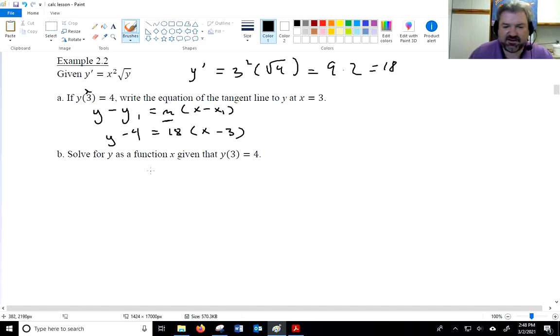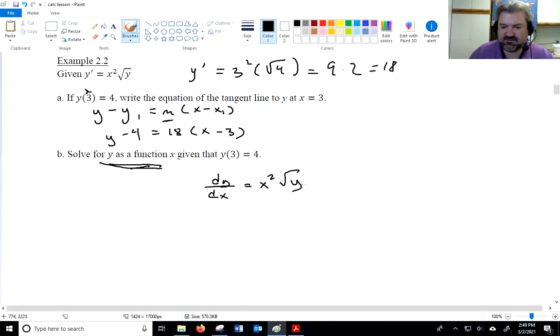Now let's solve for y as a function of x. These are the instructions you often get, telling us that we need to have it as a function, not just a relation, given that y of 3 is equal to 4. So first thing I'm going to do is change the y prime to dy over dx. y prime is good notation for some things, but dy dx is better for others, particularly when using separable differential equations. Since we're going to be separating it, it makes sense to write it as dy over dx.